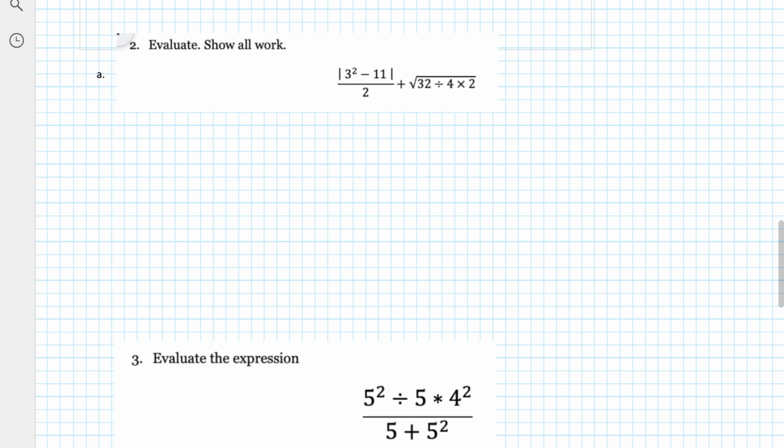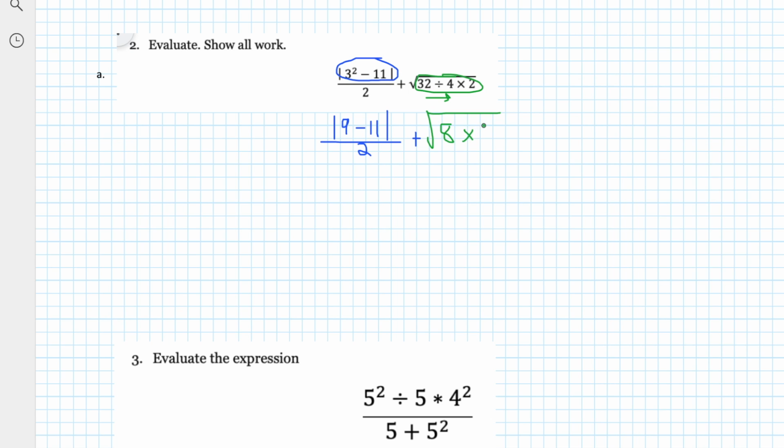Number 2, so the grouping is absolute value, meaning anything that would become positive. So 3 squared minus 11, let's do the exponent first. 3 squared is 9 minus 11 over 2. This is a separate group, and because this is a separate group, I can solve it separately at the same time, simultaneously. So again, left to right, like we discussed in class. 32 divided by 4, that is 8.